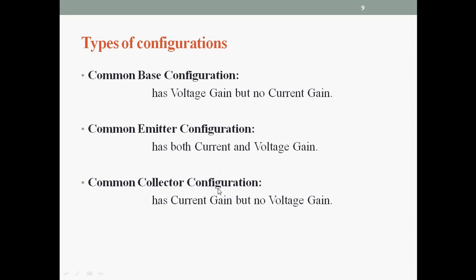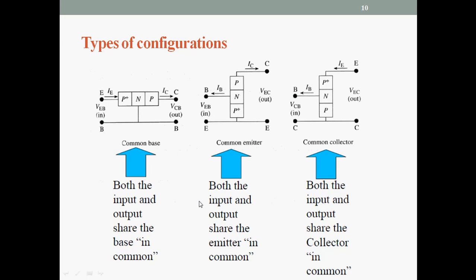Common collector configuration has current gain but no voltage gain, where the collector acts as common to both the input circuit and output circuit. These are some of the diagrams of the types of configurations. For the common base configuration, the base is grounded, which is common to the input side, where emitter and base act as the input circuit, and collector and base act as the output circuit. Both input and output share the base in common.